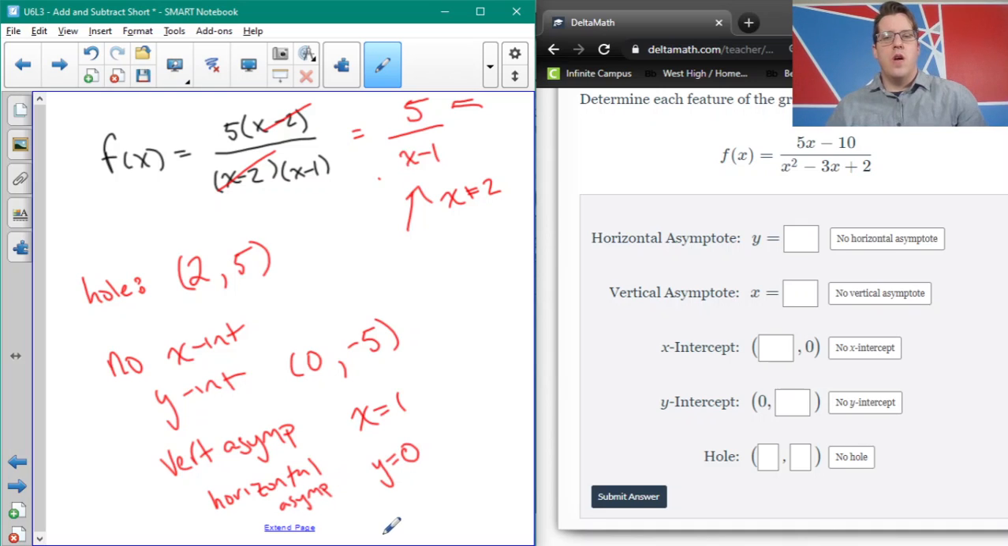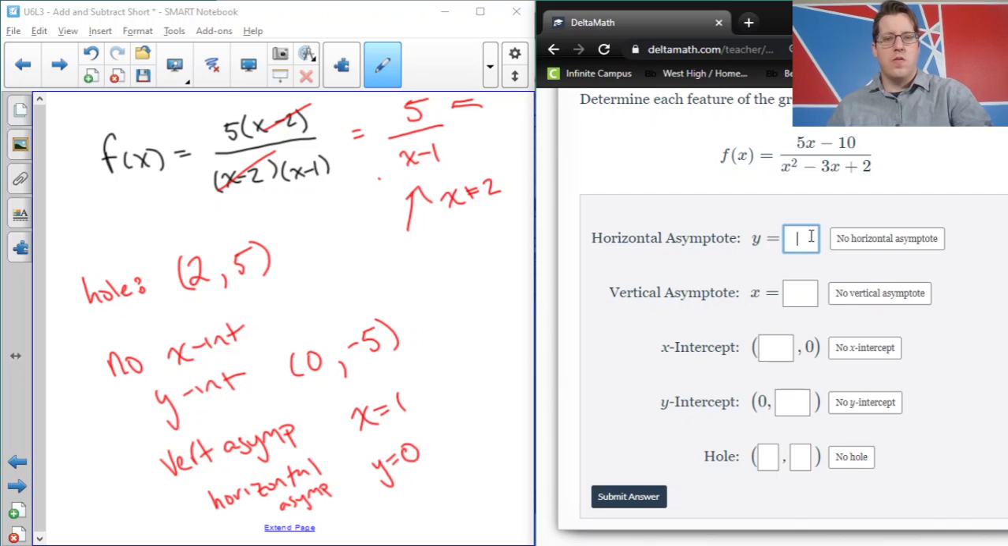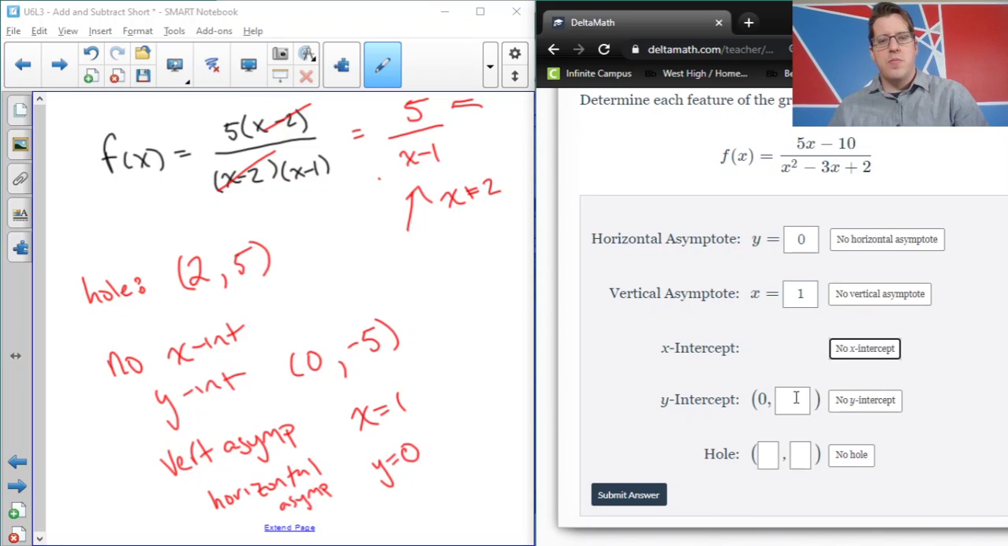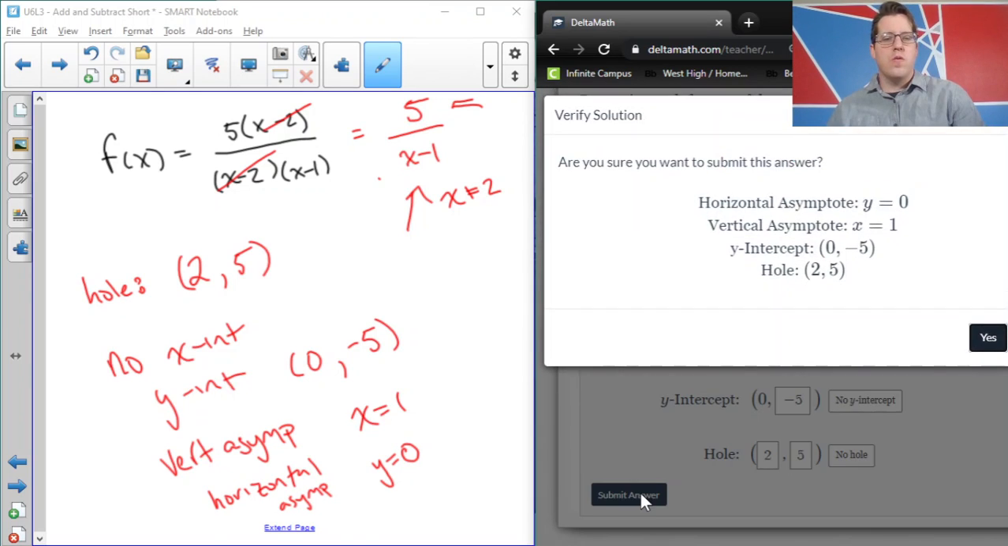All right, let's put all those in and make sure we're right. So y equals 0, x equals 1, no x-intercept, the y-intercept is 0, negative 5, and a hole at 2, 5. Now, hopefully I didn't get any of that wrong. I know if I got something wrong, you're screaming at the screen, Mr. Troy, no, no, no, don't press submit, but here goes.